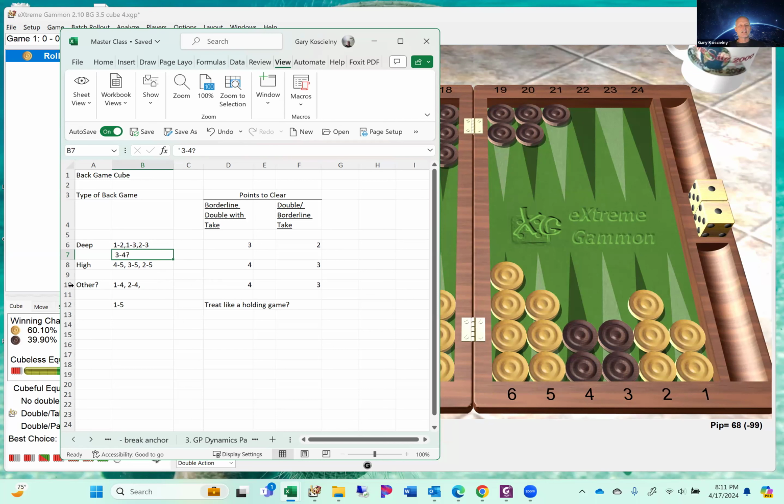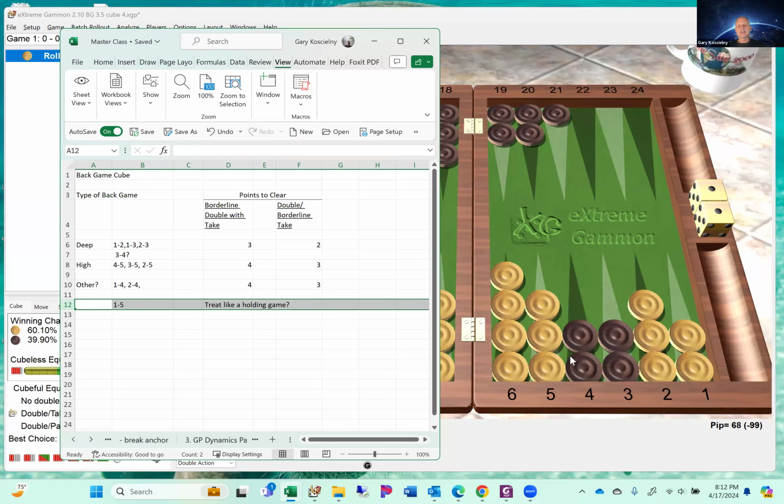He didn't say this for these games. The 1-5 back game, he didn't put it on this chart. He basically said to treat it like a holding game. I don't know exactly what he meant by that, but it's not a very strong back game as far as back games go. Anyway, I won't go into that too much.